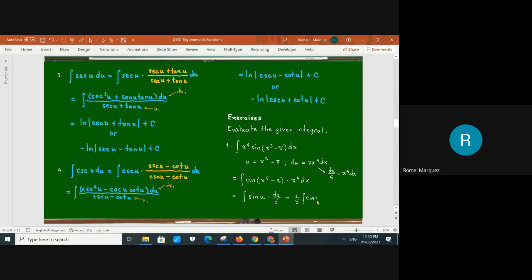So this is now the formula. And what is the integral of this? The integral of sine u du is what? Negative cosine u, then times 1/5. No more du, plus c. But what is our u, guys? x raised to 5 minus pi, no? Okay. Then plus c.